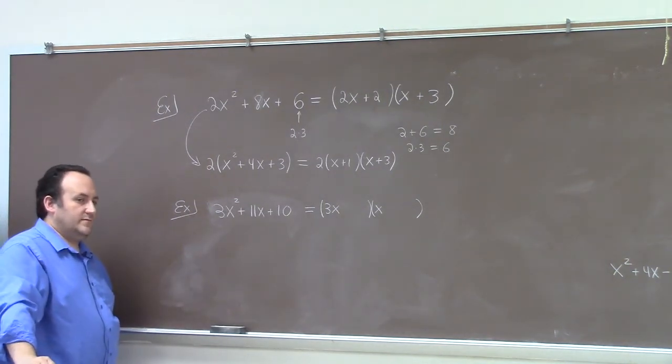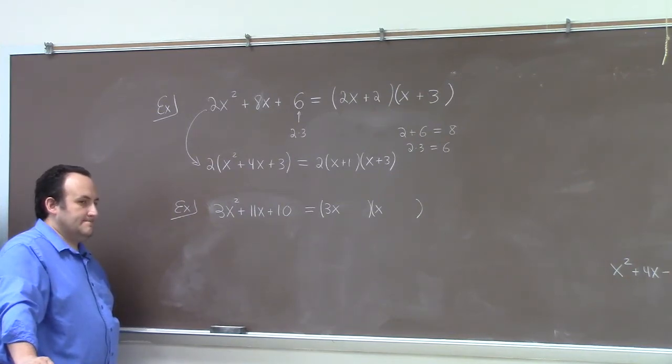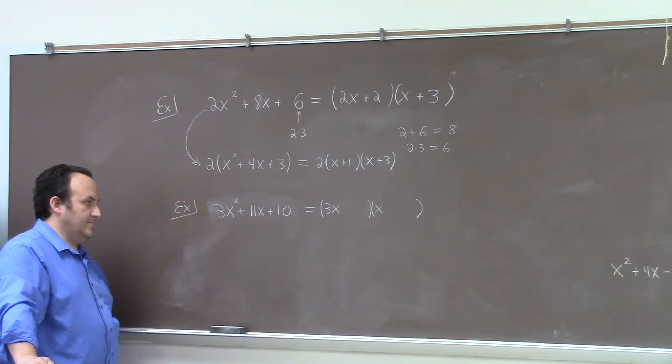So what? You have a trick to do this? Yes, sir. You factor out the 3, and then you go x plus 2, and then x plus 5. And then you get 3x plus 6, and then it's x plus 5. And then it covers the 3x squared, it covers the 11x, and it covers the 10.